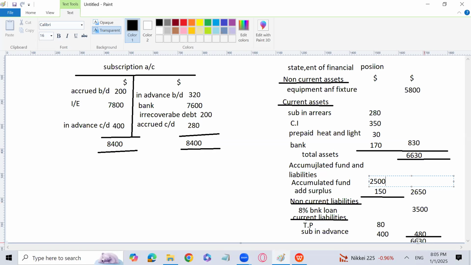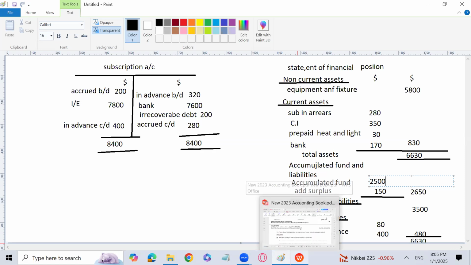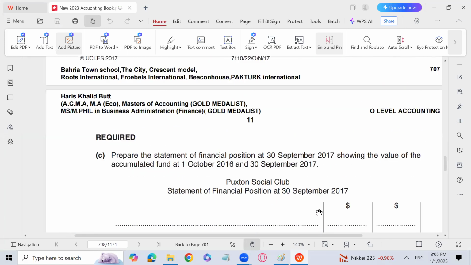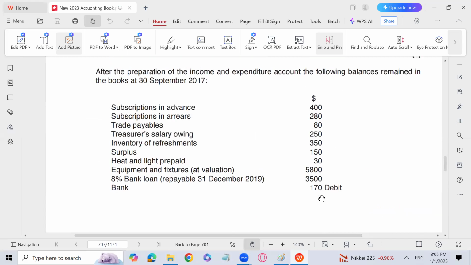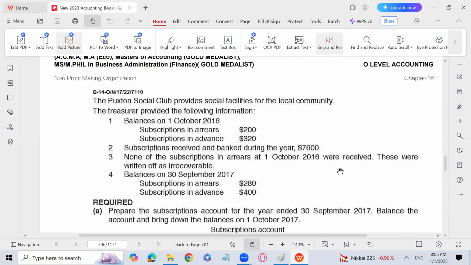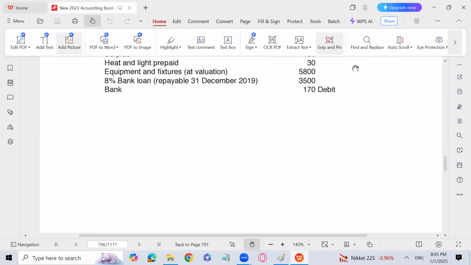So this is how we have to go reverse. 6630 minus 480 minus 3500 will get 2650, minus 150 will get 2500, because opening assets minus opening liabilities are not given in the question. Otherwise, we could have found the accumulated fund quite easily, but we don't have it yet. Let me see if something has been given in the question regarding the accumulated fund. No, nothing has been given. Otherwise, I could have seen this.